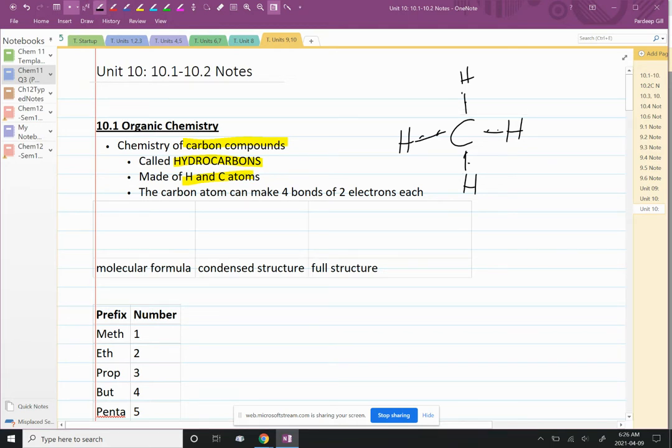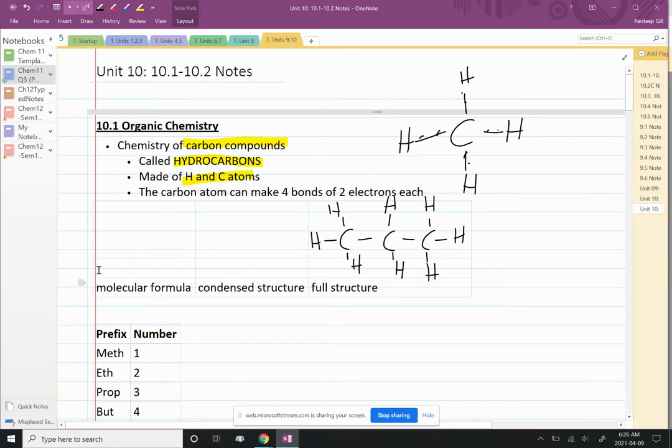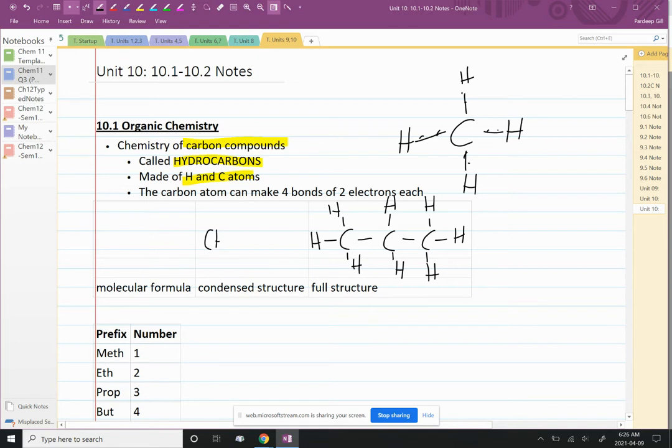Then you would draw it. Let's say we're looking at a 2 or a 3 carbon compound. The full structure would be showing all of the hydrogens, all of the carbons, and all of the bonds all stretched out. Okay, now the condensed structure is almost the same thing, but it involves showing the carbons and then the hydrogens grouped together and then a line.